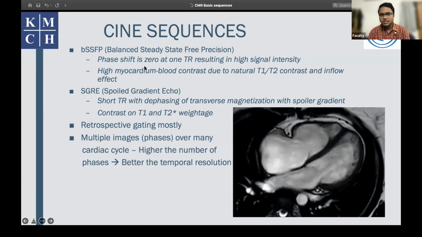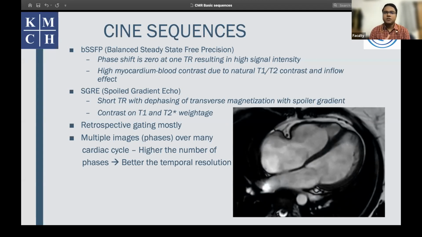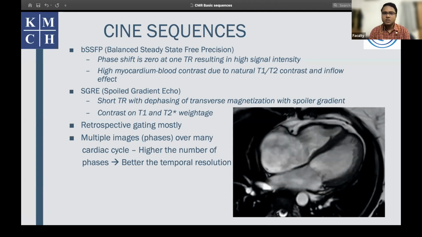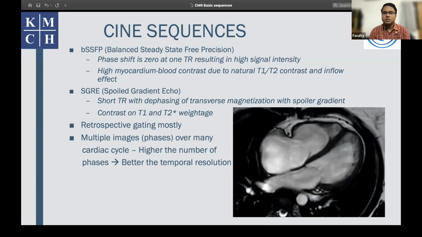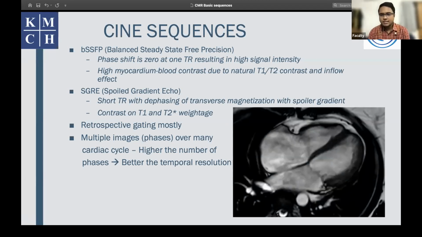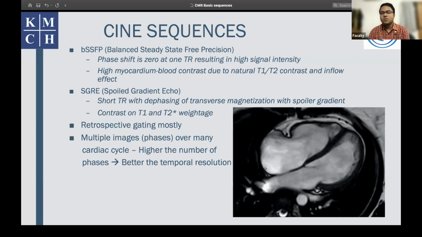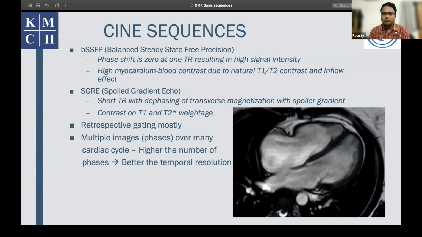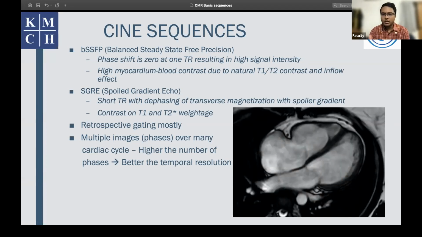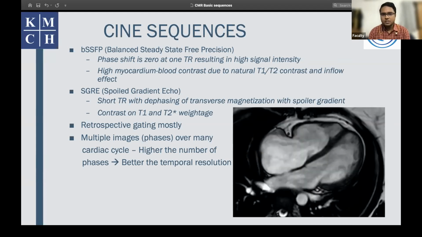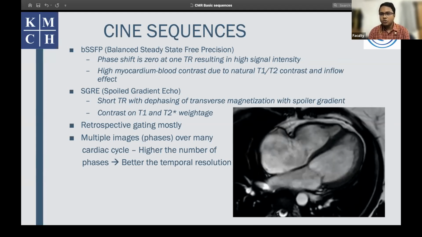Among these two, which sequence to use? We usually prefer using an SSFP sequence, especially in a 1.5 Tesla system, because SSFP sequences are more prone to magnetic field inhomogeneity related artifacts. So in a 1.5 Tesla system, an SSFP sequence gives better quality images. In a 3 Tesla system, the SSFP sequences are more prone to artifacts. So if SSFP sequences produce a lot of artifacts, in spite of doing all the necessary shimming and frequency scouts, then a spoiled gradient echo sequence will give you a better quality image compared to an SSFP sequence.